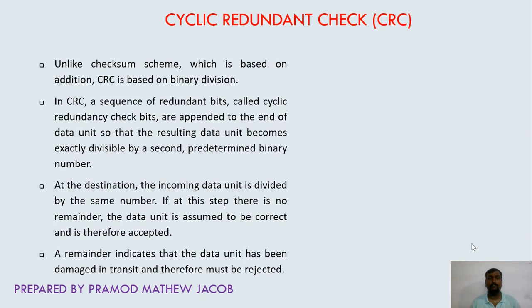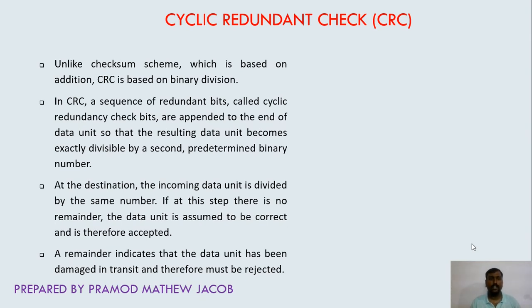Next, let's see the next method to detect errors. It is called cyclic redundancy check. In cyclic redundancy check, we have to perform some sort of division in cyclic order. Here the data is cyclic and we have to add some extra bits, so it is called redundant. After that, we have to check whether the value is correct or not on the receiver side. So it is called a cyclic redundancy check. Here we are doing some sort of binary division.